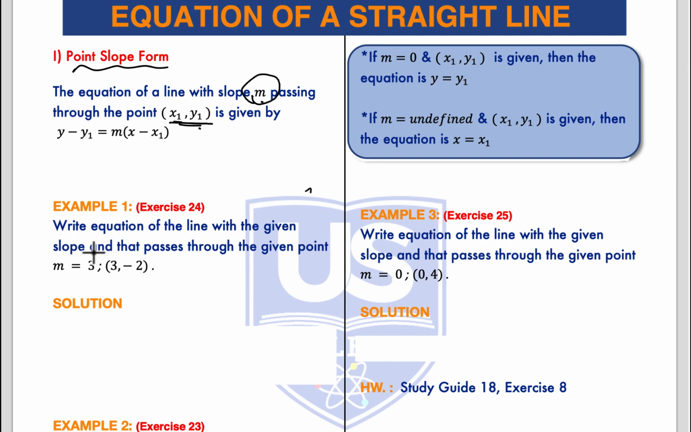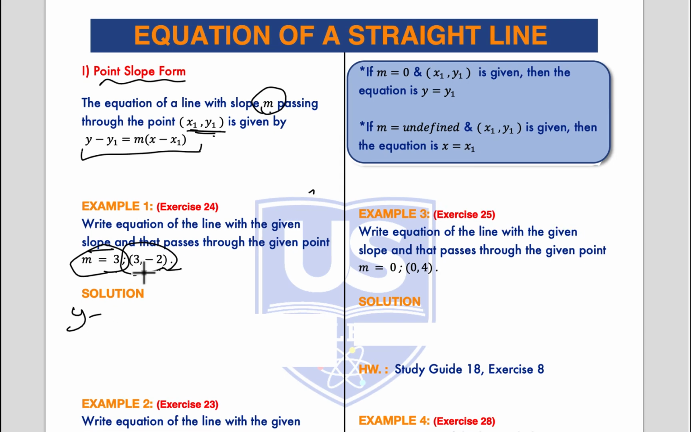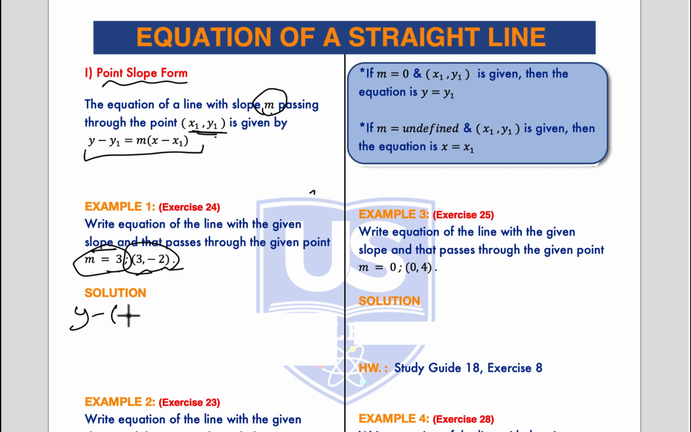Write the equation of a straight line with the given slope, and that point is passing through (3, negative 2). So we have two pieces of information: a slope is given, a point is given. So we will use the point slope form. y minus y1, which is negative 2, the second component of the point represents the y, equals m, the slope, which is given as 3, times x minus x1, which is 3. So that's my equation.